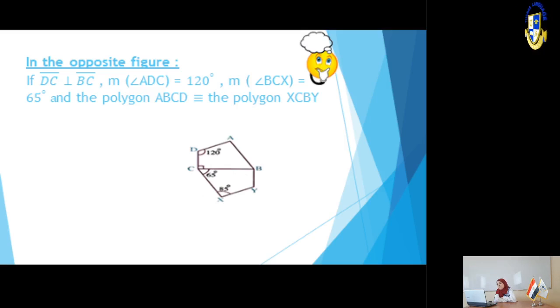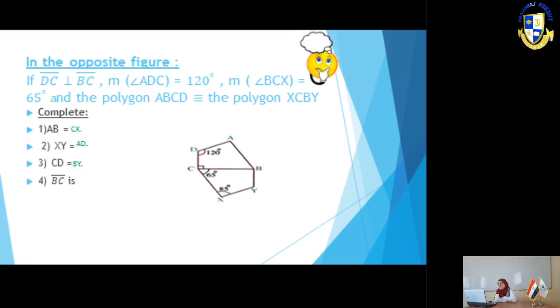And the polygon ABCG is congruent to the polygon XCBY. Complete the following. Number 1, AB corresponds to what? AB is corresponding to CX. Number 2, XY is corresponding to what? To AG. Number 3, CG is corresponding to BY. And BC is a common side between the two polygons.